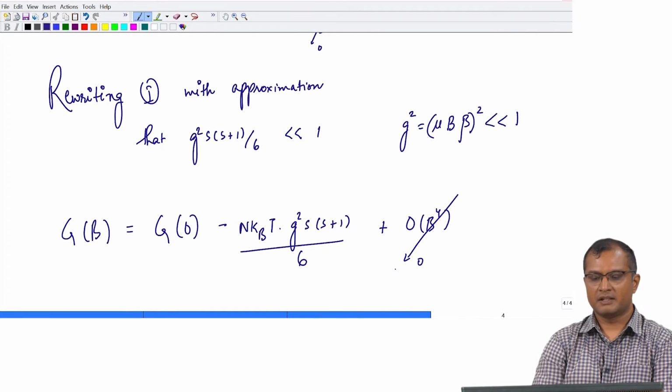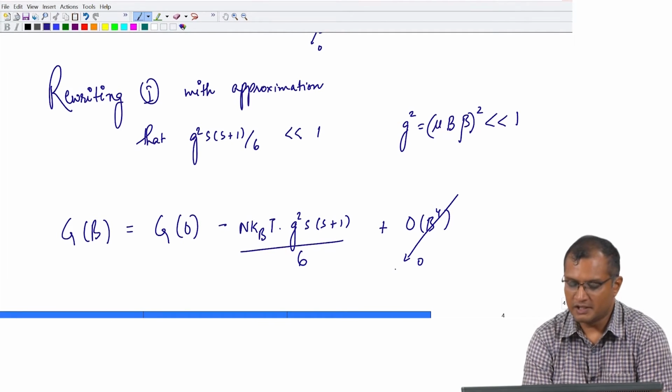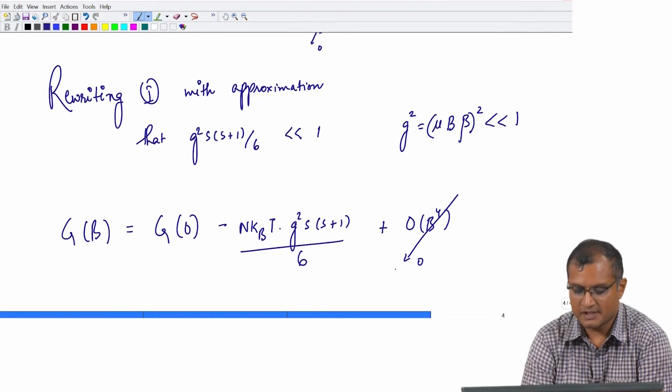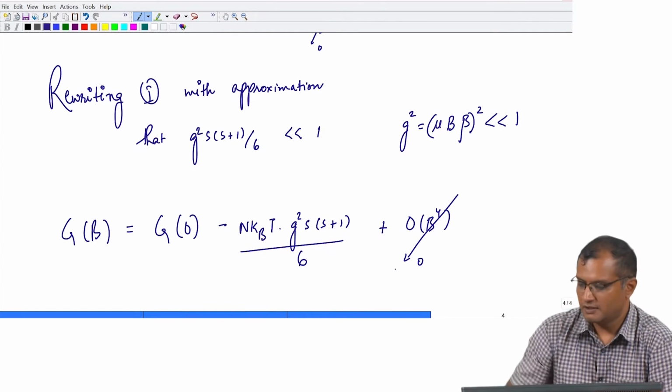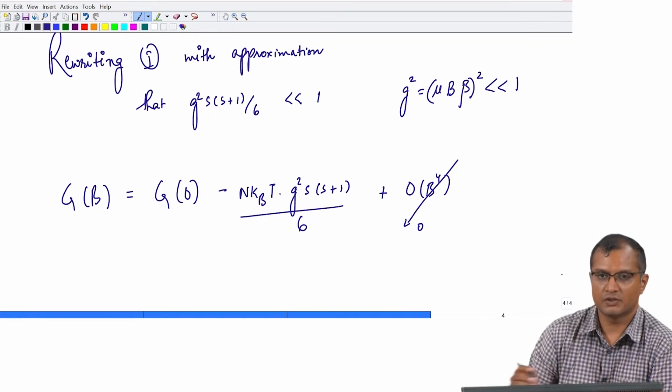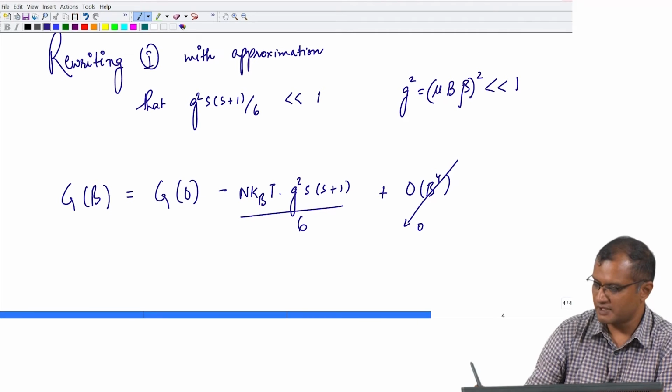So, this is my approximate Gibbs free energy in the limit of small fields. Of course, this approximation is valid only if the field is small. If you take fields to be large, then you have to take the entire series. So, this is the Gibbs free energy that we have computed.